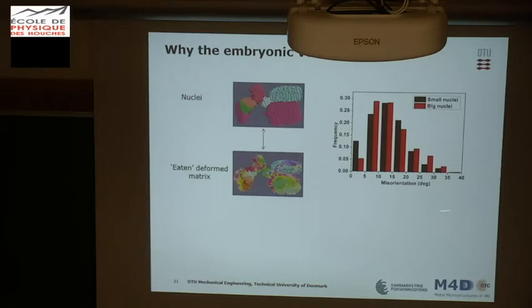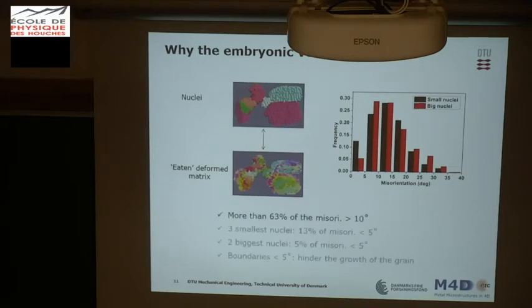And what we found is that a large fraction of boundaries are high angle boundaries with misorientation higher than 10 degrees. And we can also see that for the 3 largest and the 3 smallest, and 2 largest, there is a difference with misorientation angle below 5 degrees. So we believe that high angle boundaries with misorientation higher than 10 degrees are good for nuclei growth, and below 5 degrees have some hindering effect.